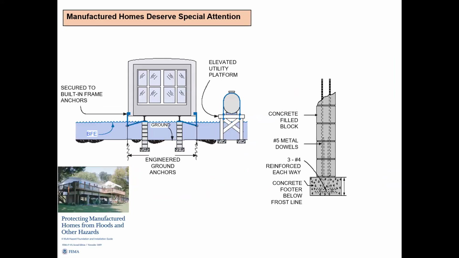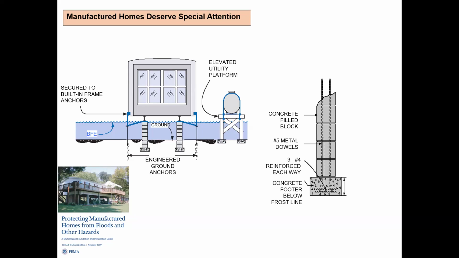Manufactured homes are kind of their own thing. They are their own type of construction and they are not as formidable as traditional construction. So there's special requirements for them. There is a guide on protecting manufactured homes from floods and that kind of thing on the bottom left there. That publication is helpful, but our ordinances have a whole section on manufactured homes.